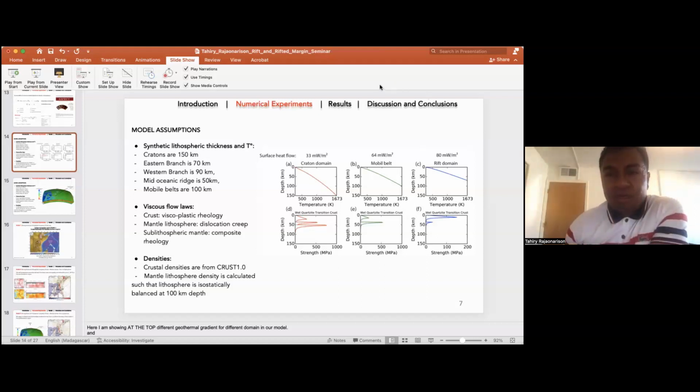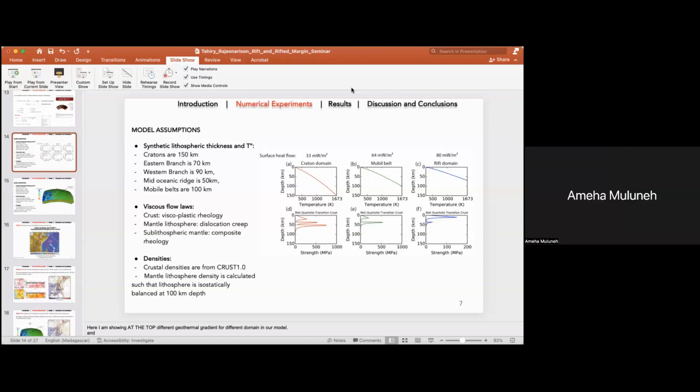So you have to quantify that, like how hot it is and what the viscosity looks like, in order to really justify that there is no coupling because of the high temperature. Okay, thank you.